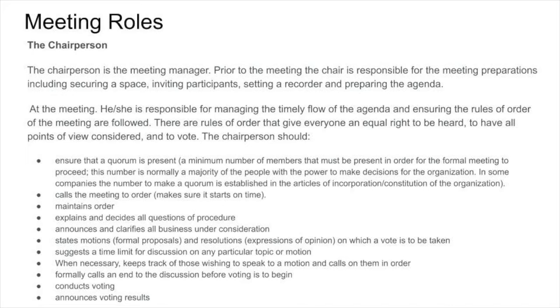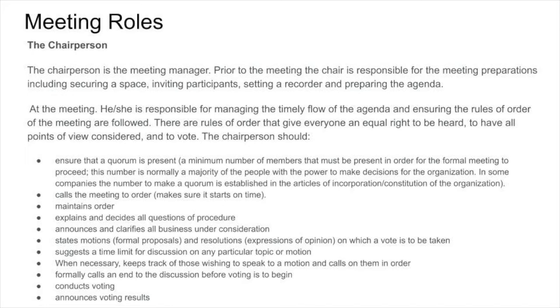The chair also calls the meeting to order and makes sure it starts on time. The idea is, again, timeless, and valuing people's time is very important. The chair maintains order. That could include having a gavel, sometimes a little hammer, to ensure that the members of the meeting don't dive into chaos. The chair explains questions of procedure. We recognize that there are rules of order in a meeting that can be either Robert's Rules of Order or decided by the group, and the chair is the arbitrator of those decisions and processes.